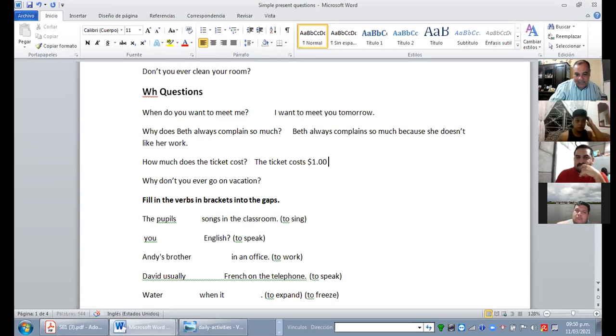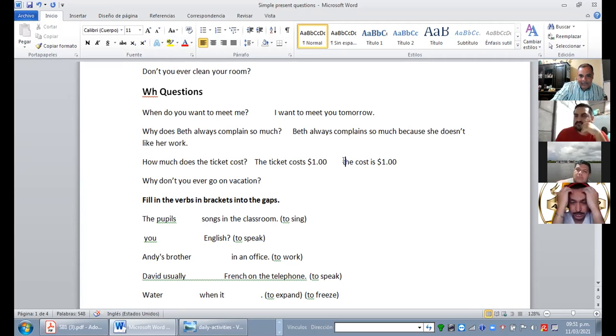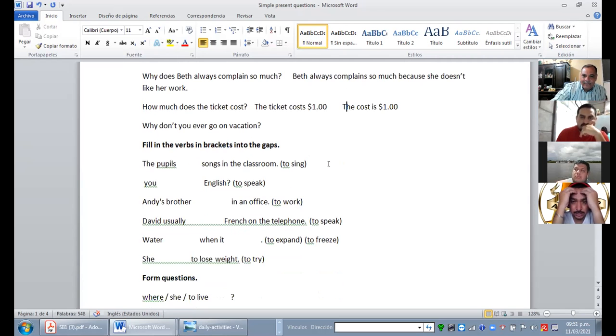Sí, yo puedo decir el costo. The cost is $1. Entonces, it's okay. Correcta. Or the ticket cost. No, the ticket cost ya es así como está. The ticket costs $1. Teacher, the cost of the ticket. Okay, perfect. Yeah, that is possible. The cost of the ticket is $1. Yeah, that is possible.